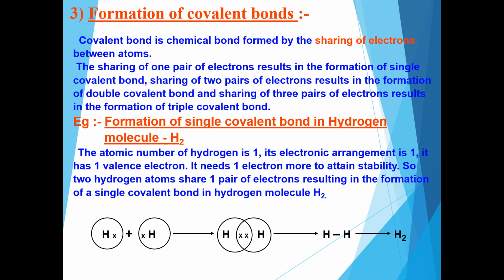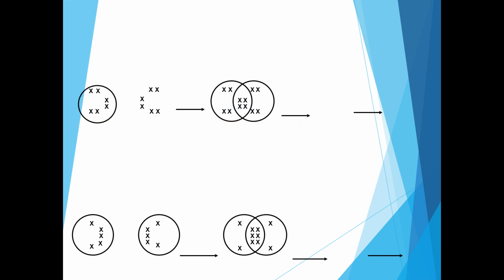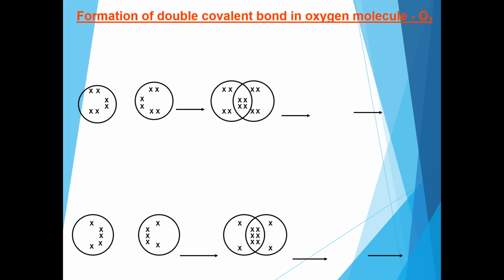So, two hydrogen atoms share one pair of electrons, resulting in the formation of a single covalent bond. You can see in this picture, for hydrogen, one small cross is represented. It means a single electron of hydrogen. When two hydrogen atoms combine, each with a single electron, sharing of the two electrons by both the combining atoms and a single bond formation will take place, and hence H2 will be formed.